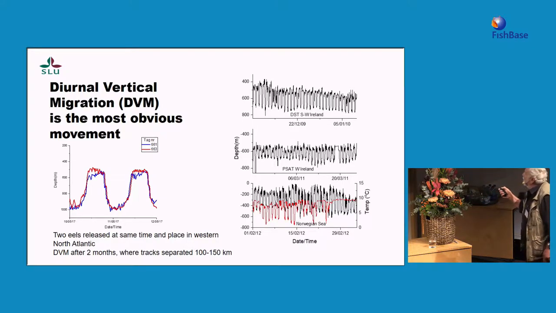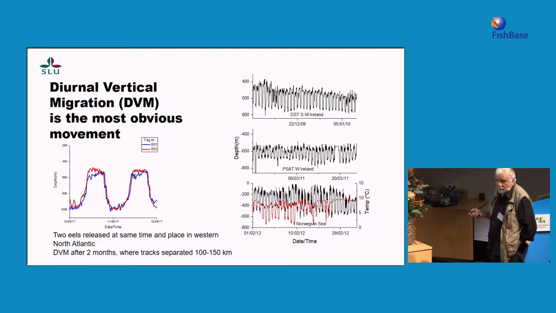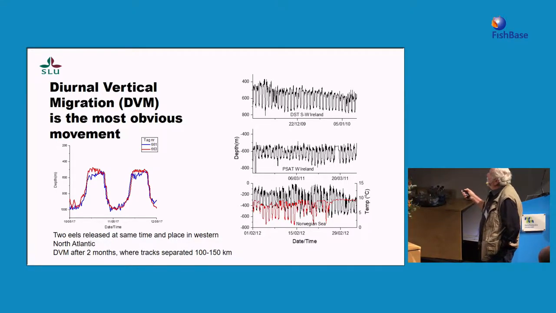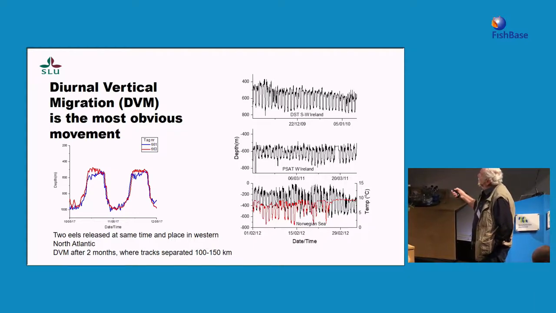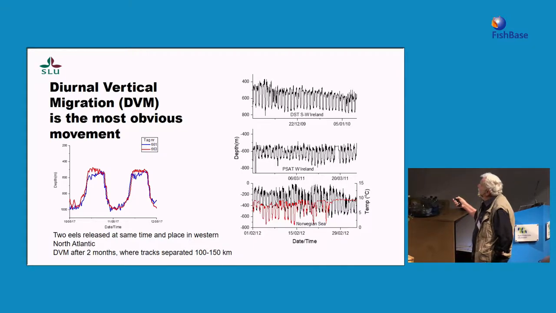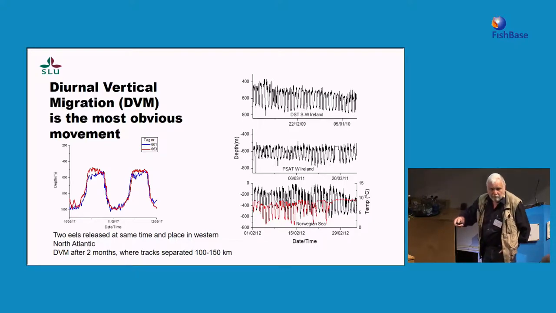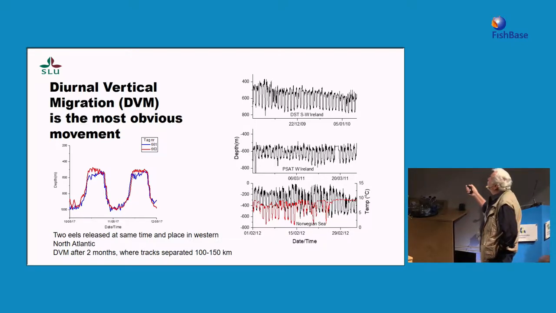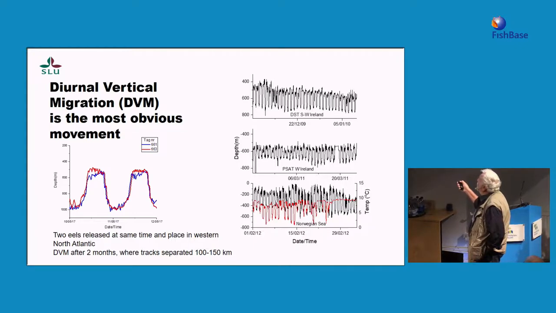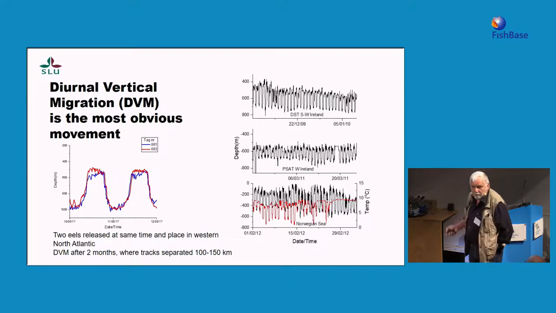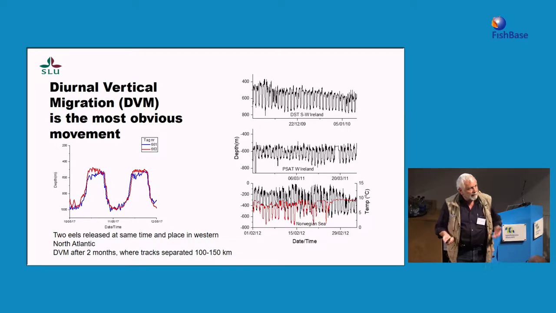This is a tagged eel which is migrating in the Norwegian Sea basin, and it goes down into the cold water in the daytime, down to almost 0 degrees, and here it passes the threshold to the south of Shetland and Faroes, where the deep water is warmer, and they have essentially the same depth amplitude, but the temperature is completely different at the nighttime depths.